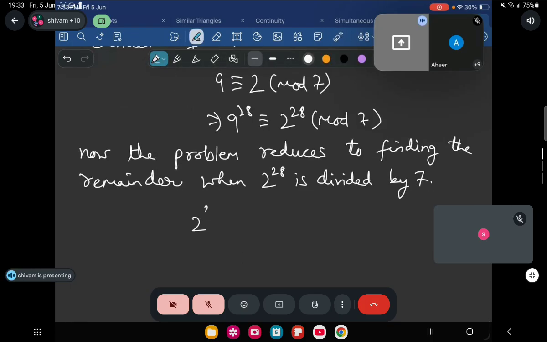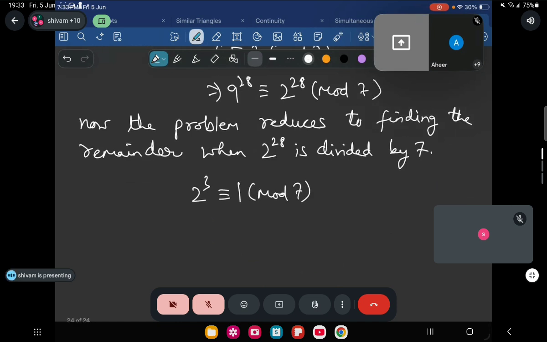You see that 2 cube is congruent to 1 mod 7. 2 cube is 8. 8 is congruent to 1 mod 7, right? So by what do we need to raise the power to get close to 28? We can get close to 28, but we cannot get 28 directly. We will raise the power by 9. So what will I get? We'll get 2 to the power 27 is congruent to 1 mod 7.